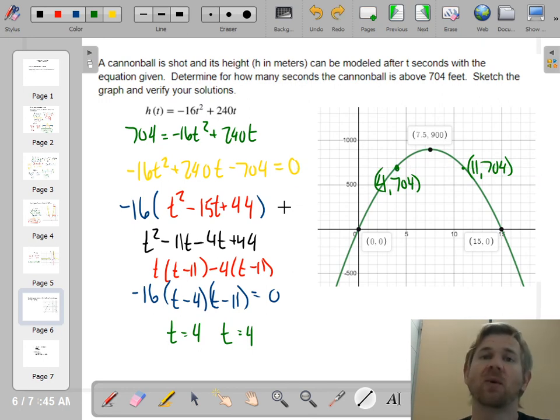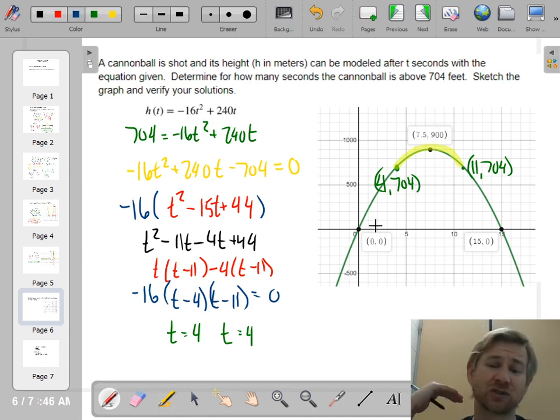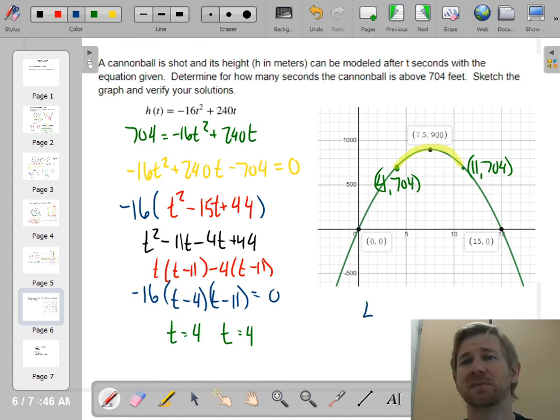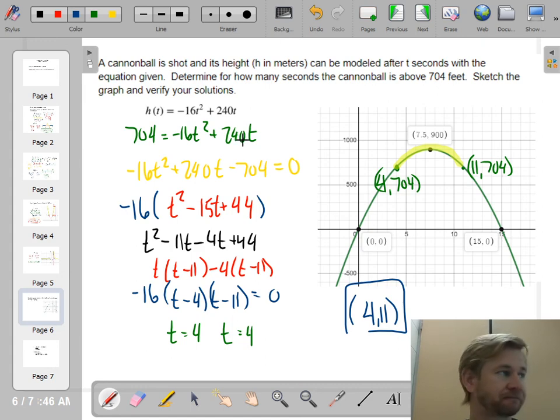Now, for this problem, we're asked to find where it's above 704. So you can say, well, this is where it hits 704. That's the interval where it's above 704. It doesn't say equals 704. It says strictly above. So I'm going to say this is between 4 and 11, and I'm going to use parentheses because above means not at, but actually above 704. So the interval from 4 to 11 using parentheses is the interval.